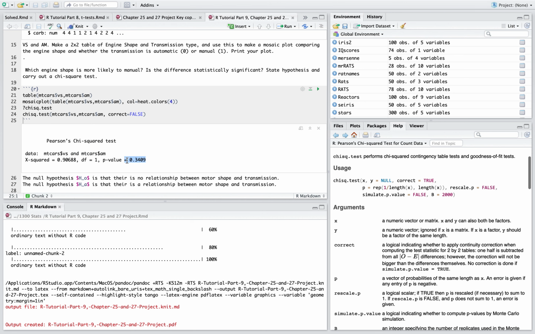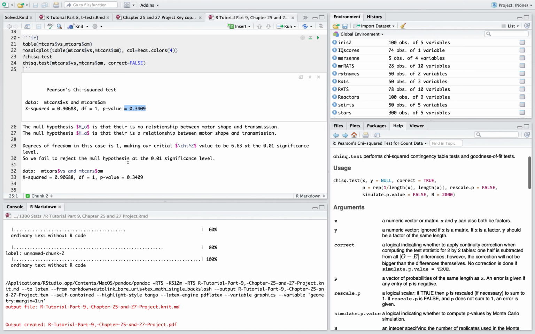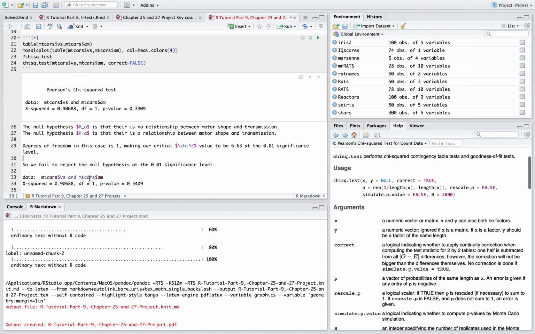So we got a p-value of 0.3409. That's not great. That's pretty high. So we're going to fail to reject our null hypothesis at the 0.01 significance level. Again, I would fail to reject as long as it's above 0.05. We want the odds of that happening by chance to be less than 1 out of 20.